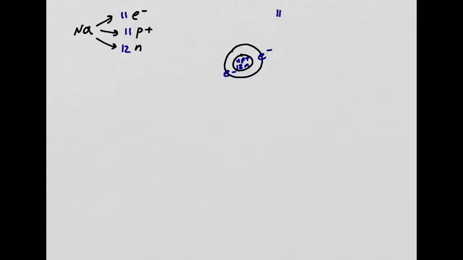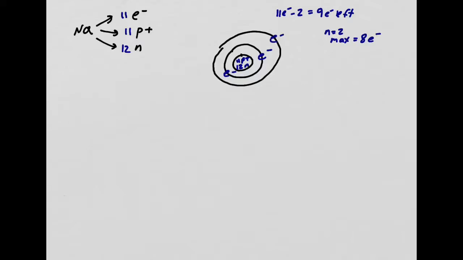Remember, it has 11 electrons altogether. I put 2 in the first one, so I have 9 electrons left. So I'm going to go to the next energy level. If I go to the next energy level, remember this. When n is 2, the max I can put is 8 electrons. So I'm going to put 1, 2, 3, 4, 5, 6, 7, 8. That's the max I can put. But what does that mean? So here's the max I can put. So if I put the max, I have 1 electron left.